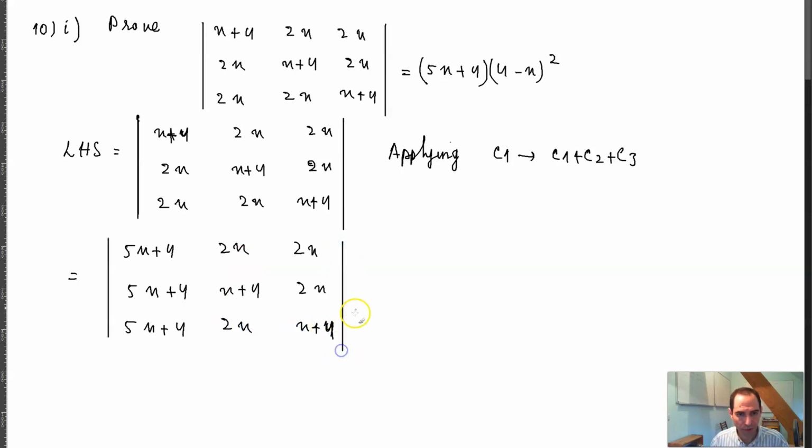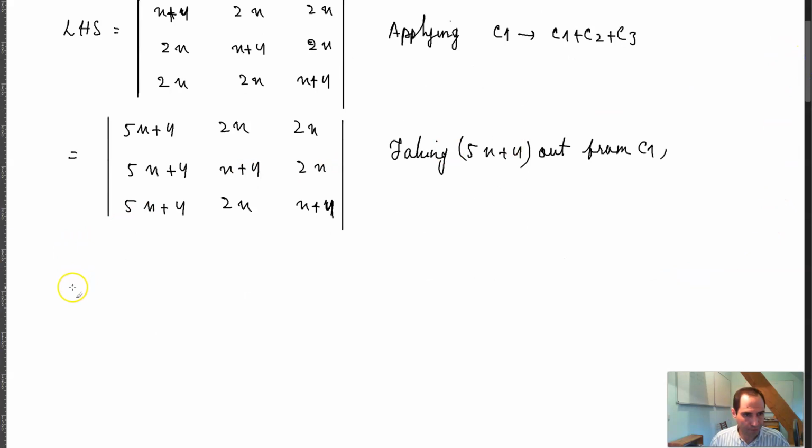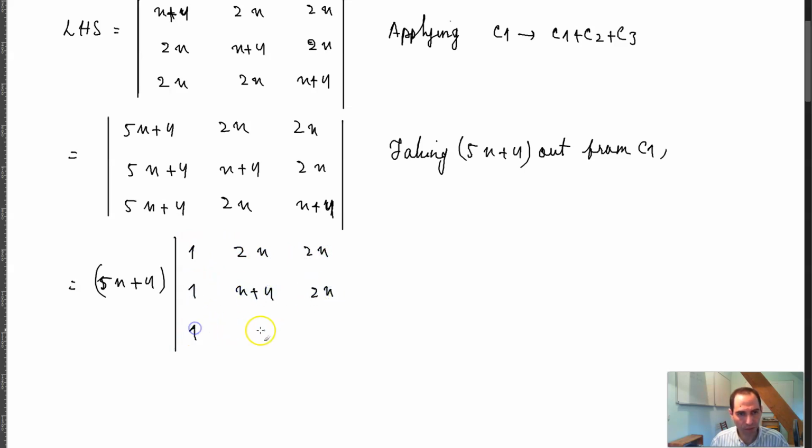And so that would be equal to taking 5x plus 4 out from column 1. We will have 5x plus 4 times the determinant with rows 1, 2x, 2x; 1, x plus 4, 2x; and 1, 2x, x plus 4.